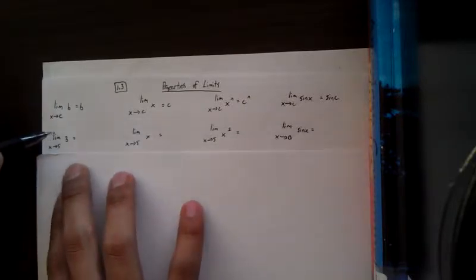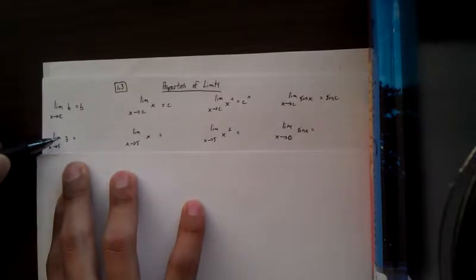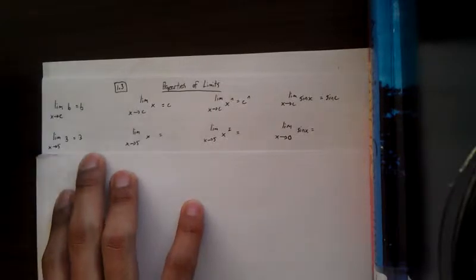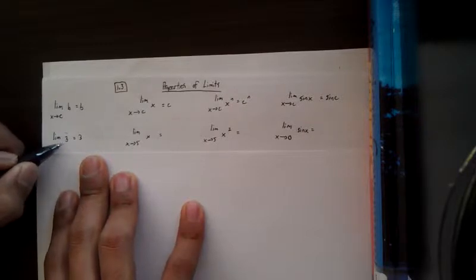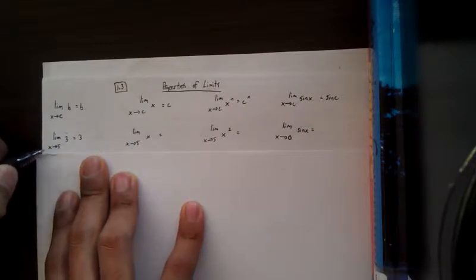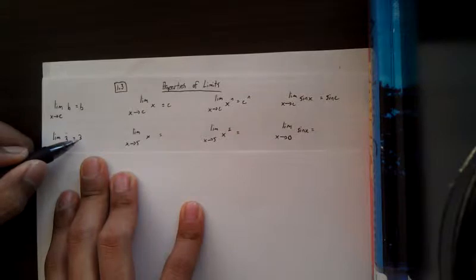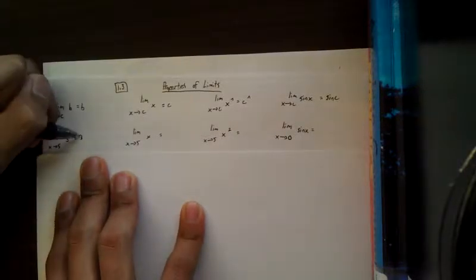Let me give the example for that one first. So the limit of 3 as x approaches 5, that's just going to equal 3, because remember that this right here is a function. If you graph y equals 3, then at every single x value, the y value is going to equal 3, which means the limit is going to equal 3.